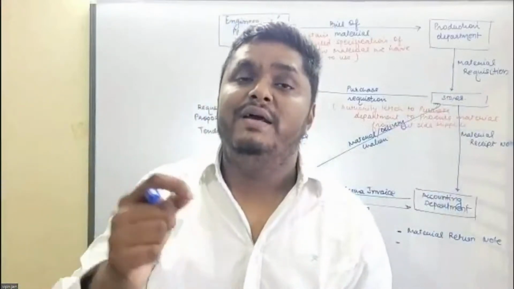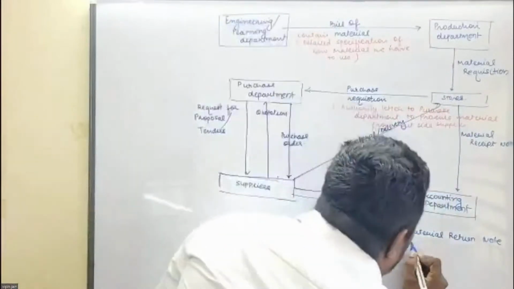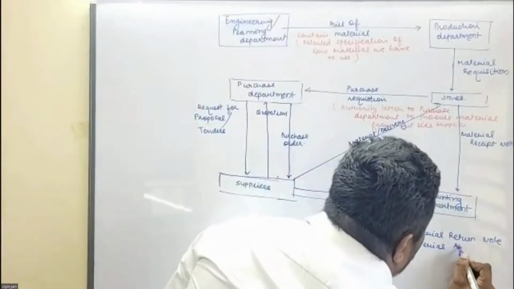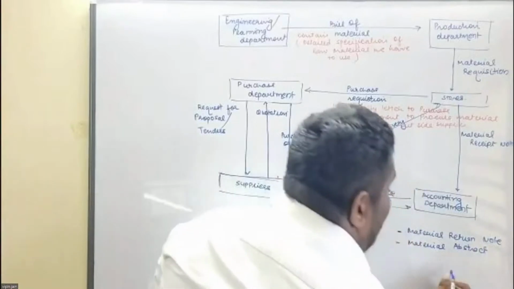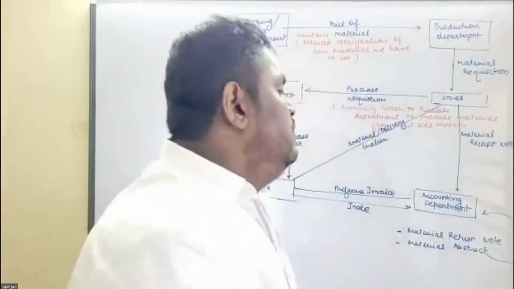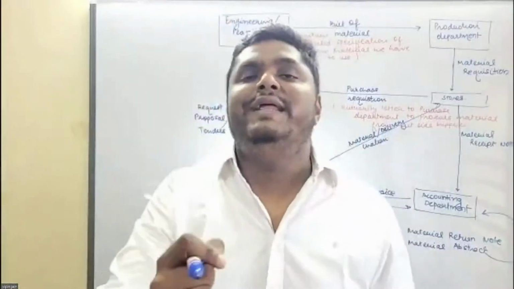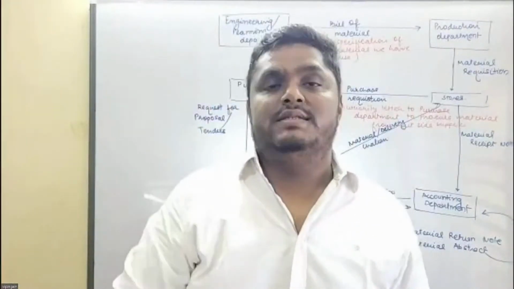And the last part, that is one more invoice that needs to be issued is material abstract. Again, this material abstract is issued to the accounting department. It contains the minute details of the material that has been with us.